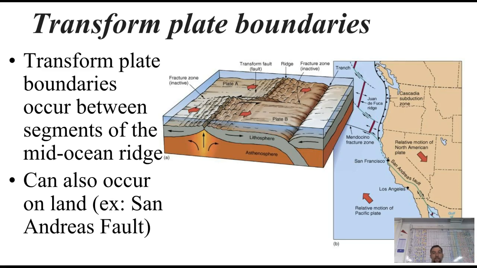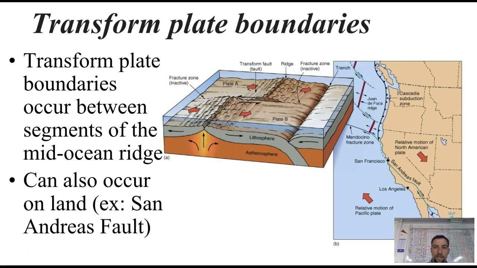Again, the last one, we talked about this at the beginning, but here are your transform boundaries. When we look at this, we're seeing interactions that occur between different plates, where they're actually sliding past one another. A lot of times we see these happening out in the ocean, but they can also occur on land. The main example of a transform boundary would be the San Andreas Fault.